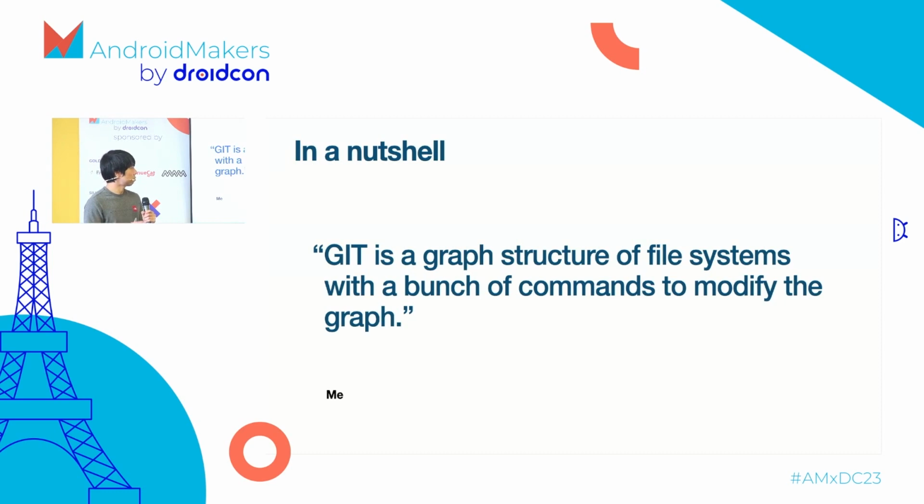So in a nutshell, what is Git for me? Git is a graph structure in a file system, because it's in the files, with a bunch of commands to modify the graph. What is complex about Git? There are many commands. But basic Git is this. It's just a file system with a bunch of commands to modify the graph. So if you understand how to modify the graph, you understand Git.